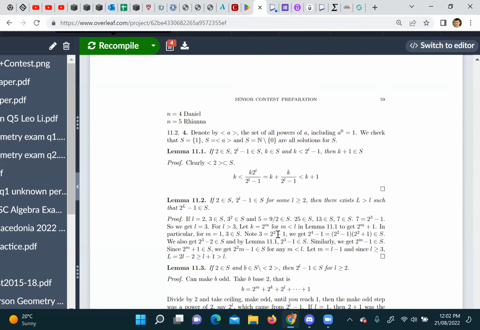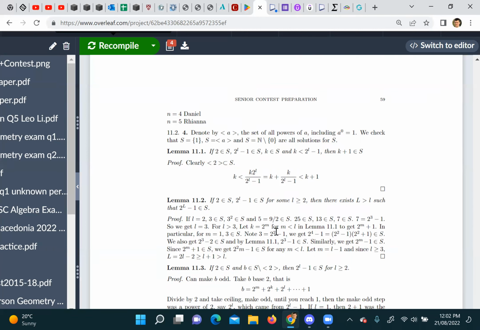With the 3, you get 2 squared minus 1. And then you just times this by 2 to get 2 cubed minus 2, right? And then you add 1 to get 2 cubed minus 1. Does that make sense? So you let k be 2 cubed minus 2, and you add 1, you get 2 cubed minus 1. Once you get 3, you basically get everything.